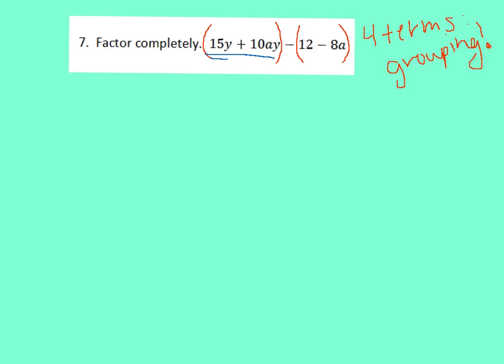I need to find the GCF between these two things. So in between there, my GCF is 5. Why? Remember, you're not just taking out numbers, you're not just taking out letters, you can take out both. Because I have 15 and 10, I know my GCF is 5, and I have a y in each of them. So my y has to come out. And I'm left with 3 plus 2a.